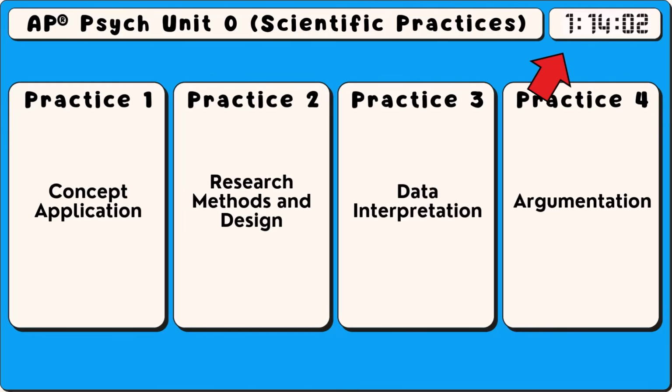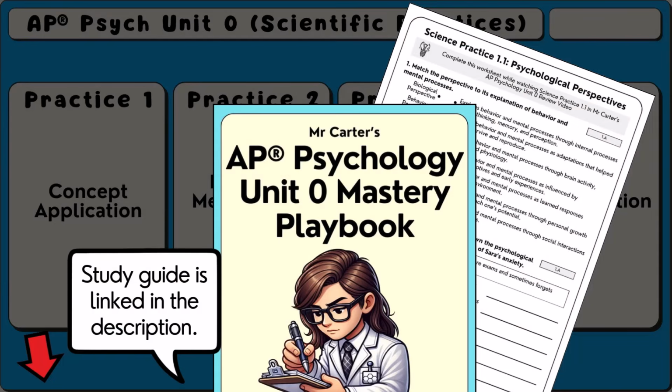Okay, in this video, we'll thoroughly review Unit 0 of AP Psychology in 1 hour and 14 minutes. So clear your desk, put away your phone, start your timer, and grab the structured study guide in the link in the description to fill it out as we go along.